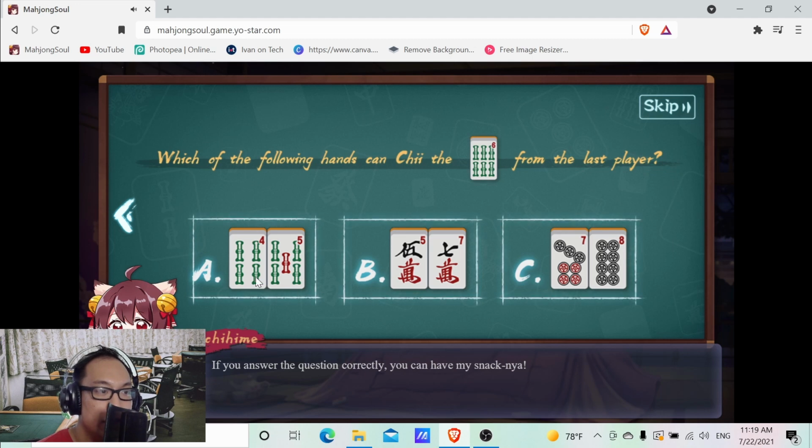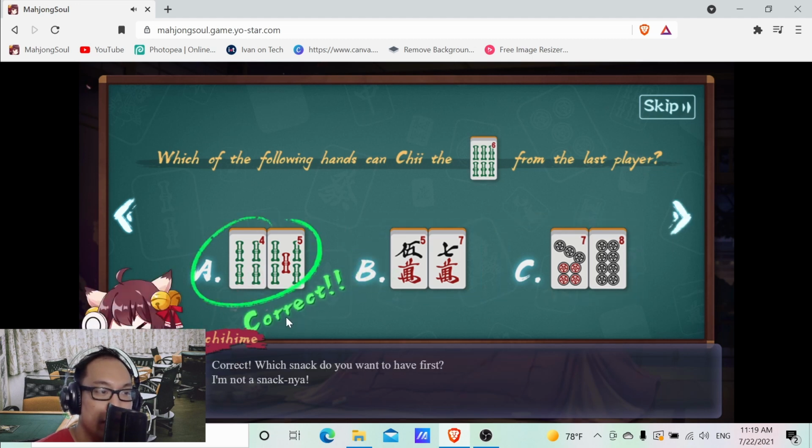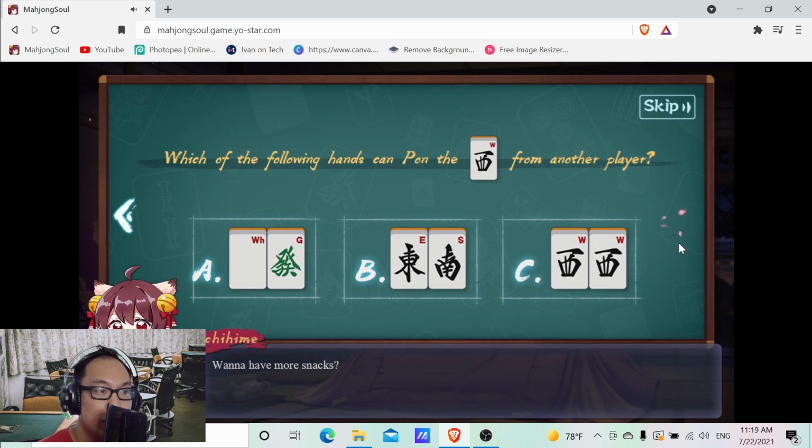We already did the quiz here. I'll just do it again. Okay, so that's A. So then we'll go to the next one. Okay, so another quiz. Which of the following hands can pong the west wind from another player? So I'll let you guys pause the video for a second, and I'm pretty sure you guys can figure it out, and I'll give you some time to think about it.